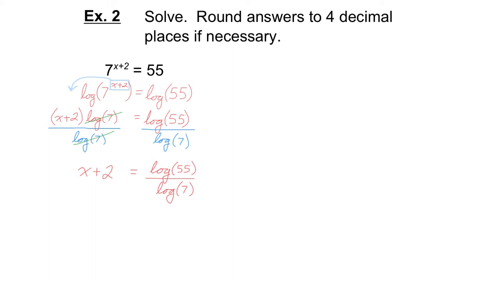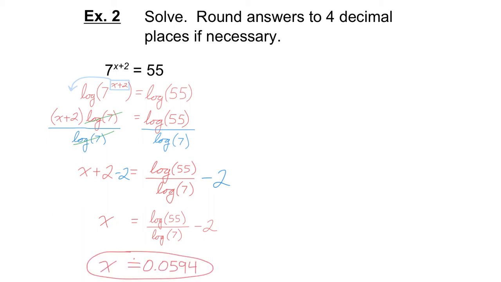So we need to get that x by itself. Well, in order to do that, we need to subtract 2 from the left. And because the two sides are equal, we have to do the same thing on the right. So x is actually log of 55 divided by log of 7 minus 2. So you'll plug that into your calculator and get your answer.